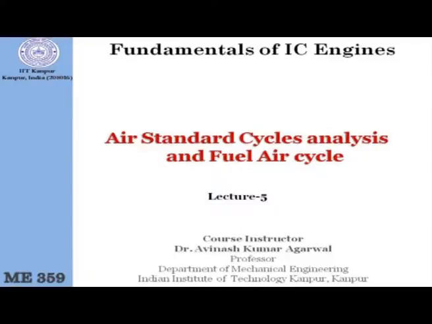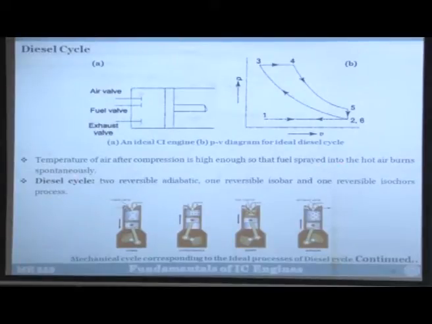So, the temperature of the air after the compression is high enough that fuel is sprayed into the hot air and burns spontaneously. In this diesel cycle, you see these two processes are adiabatic, isentropic processes, and one is the isochoric process, one is the isobaric process. So, 4 processes: one isochoric, one isobaric and 2 isentropic. In the Otto cycle, 2 isentropic and 2 isochoric processes. So, that is the only difference.